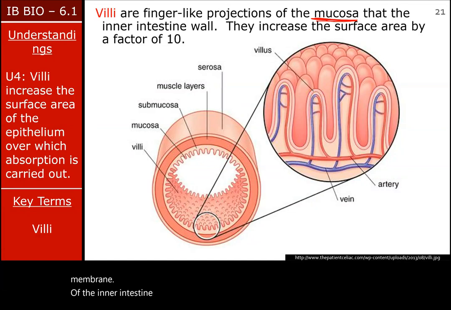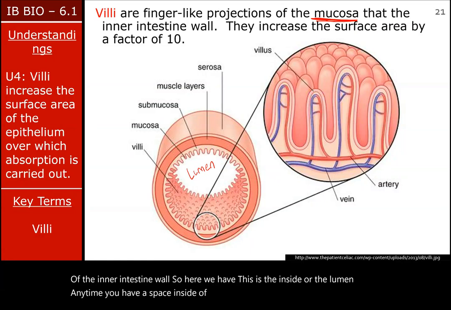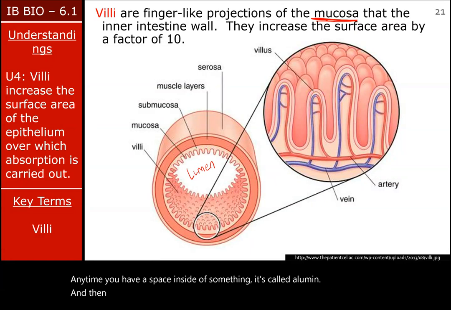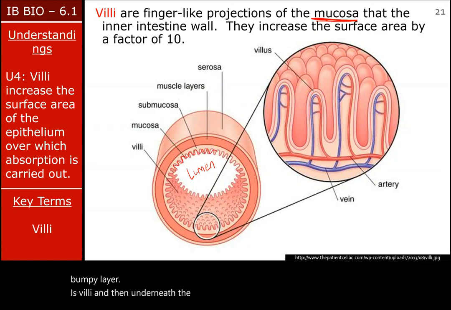Here we have the inside, or the lumen. Anytime you have a space inside of something, it's called a lumen. Then at the interior of the intestinal wall, you have these villi. This bumpy layer is the villi, and underneath the villi, you have a layer of muscle.